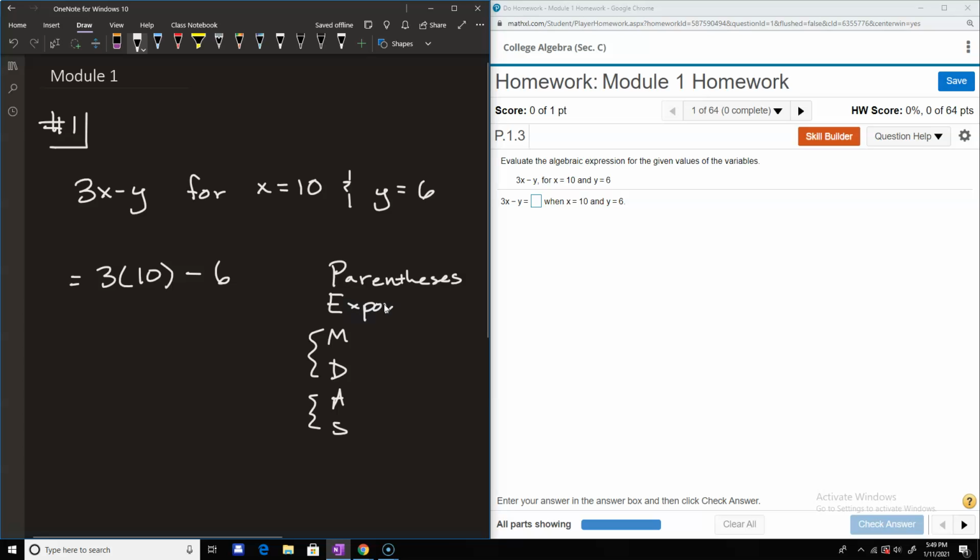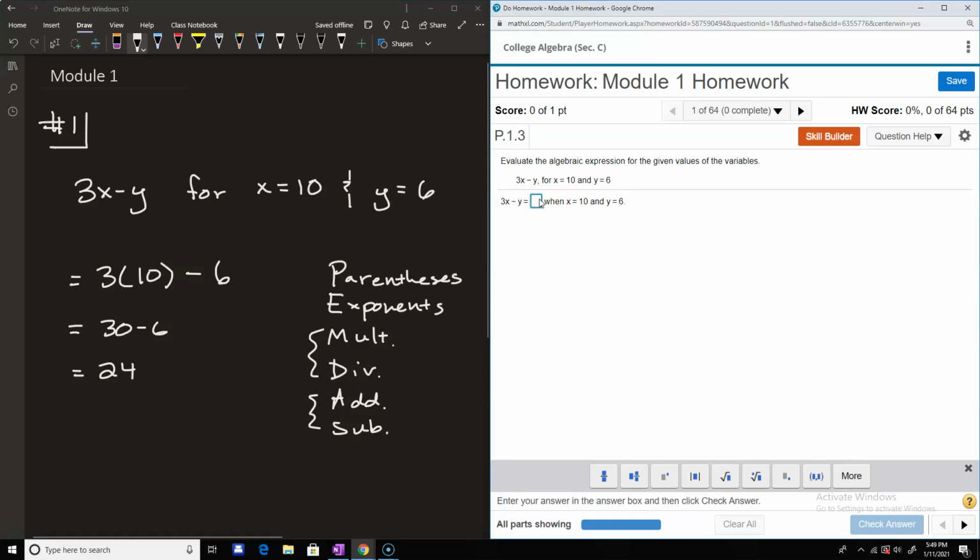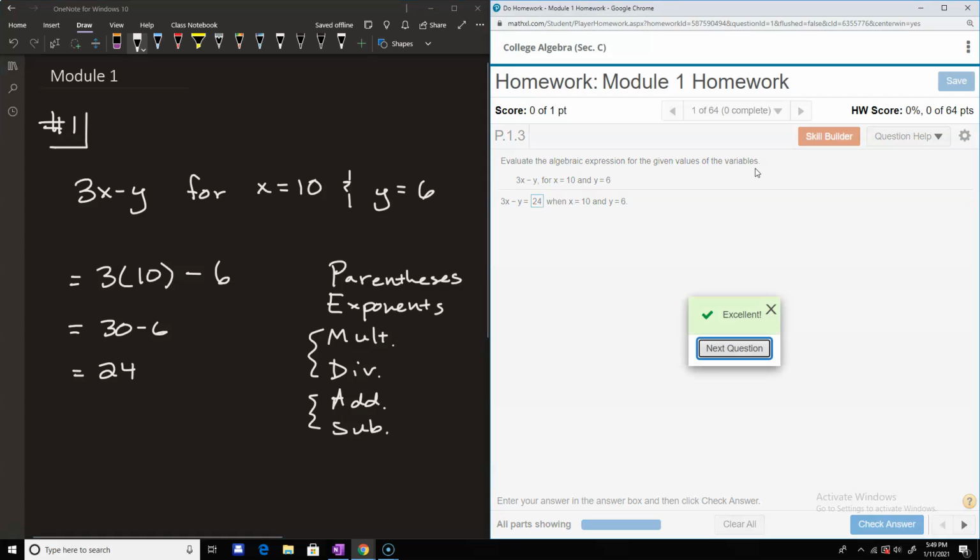So again, I'll just remind you this stands for parentheses, exponents, multiplication, division, addition, and subtraction. And addition and subtraction are the same operation. Multiplication and division are the same. You just need to do them as they appear from left to right. One is not granted precedence over the other. So here we start with the multiplication. 3 times 10 gives us 30, minus 6, and then we have our answer is 24. So we can enter that here, hit enter, and we are all set.